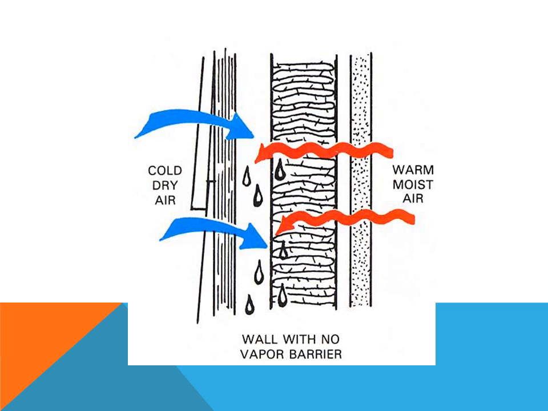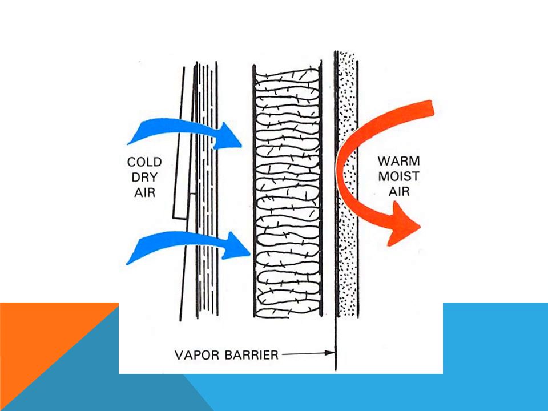Either a vapor barrier outside underneath the siding or the bricks, or inside of the structure before it goes outdoors. So you don't want the moisture to go either direction, either from inside to outside or outside to inside. And this is what happens if you do have a vapor barrier. It protects the insulation and protects the house.